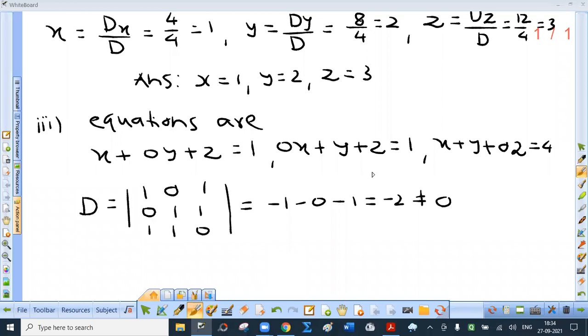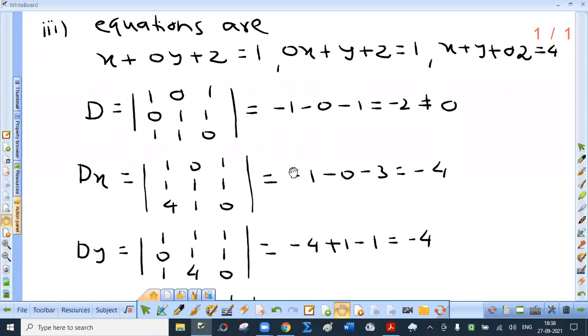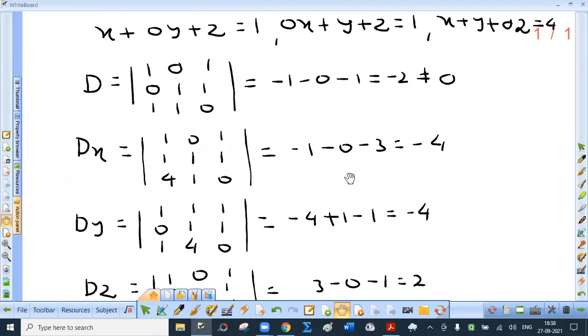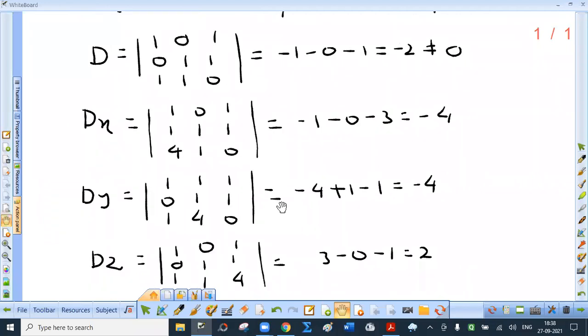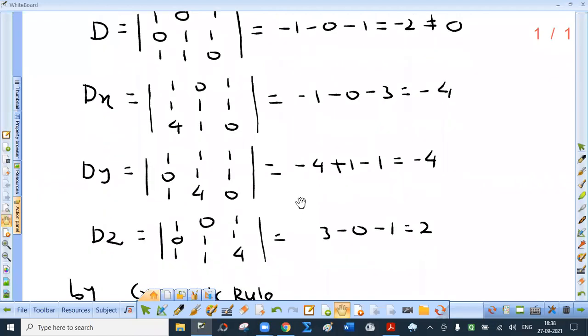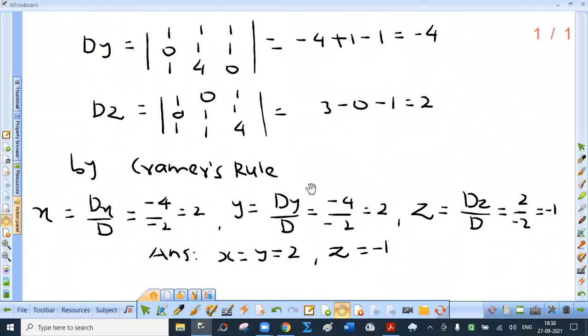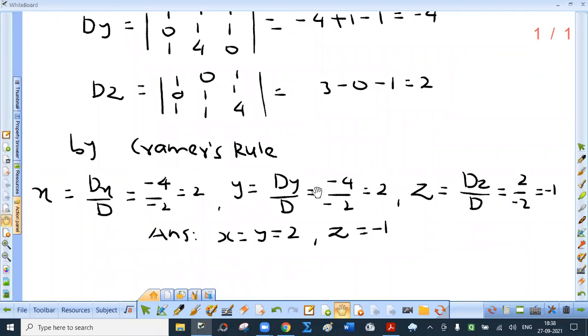Now find out Dx, Dy, Dz. Therefore, what is Dx? Minus 4. What is Dy? Minus 4. Dz is 2. So by Cramer's rule, x is 2, y is 2, z is minus 1. I hope you have checked the answers. How? By putting x equal to 2, y equal to 2 and z equal to minus 1 in all the three equations.